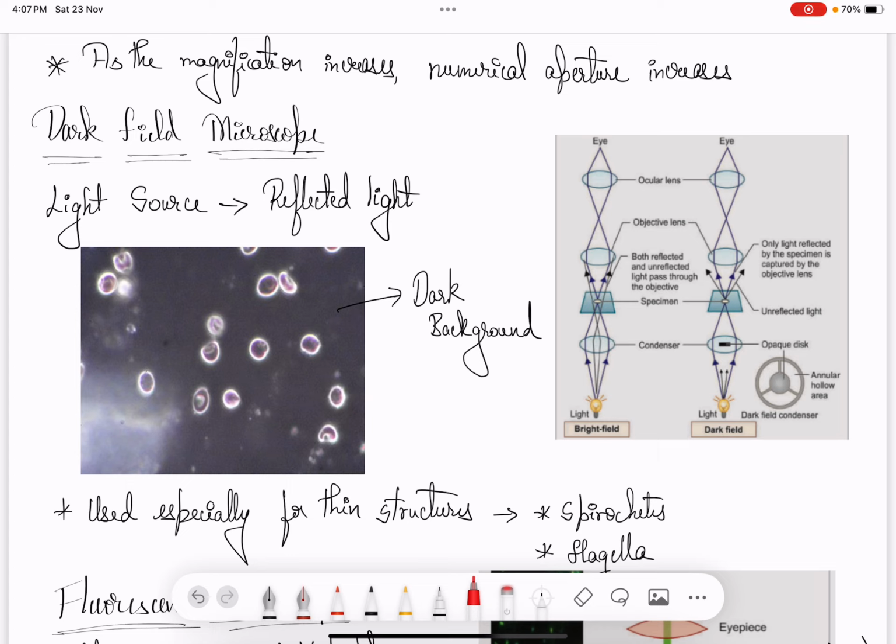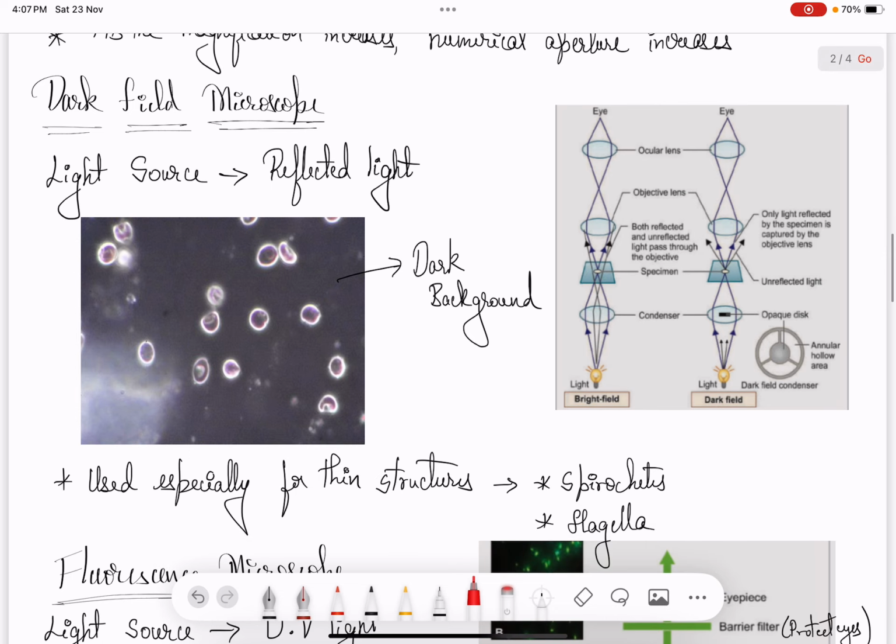Here the thing is that you use a dark background, and the object appears very bright. See, these are the objects which are very bright in the dark background. So coming to the microscopic structure, this is how the microscope is. It is very similar to the light microscope. Here the only difference is the condenser. There is a difference in the condenser. How is the condenser? You can see the central annular hollow area, so here light cannot pass.